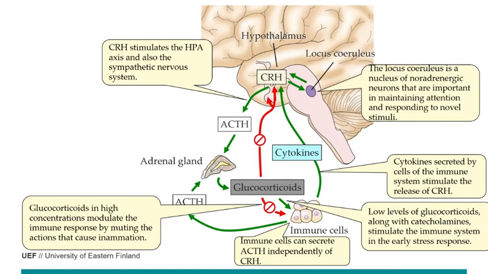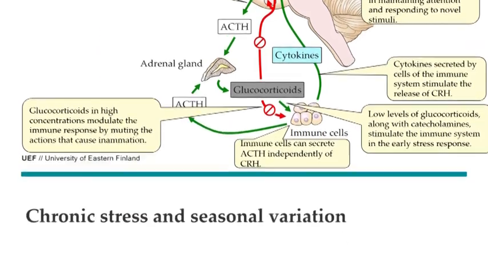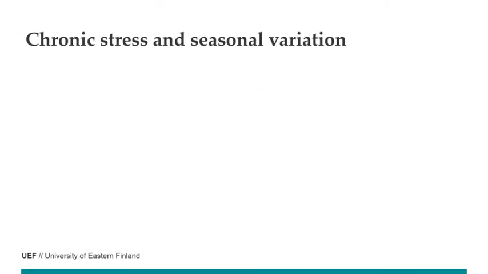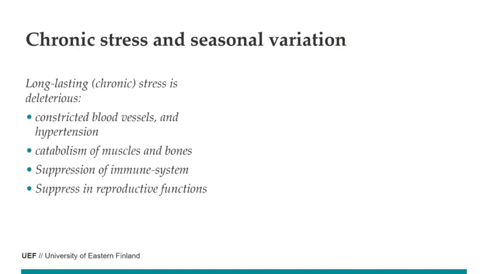And furthermore, we have other areas in the brain that are affected by and also affecting these corticotrophin releasing hormones. So we have chronic stress and also seasonal variation. So that's why we can have different changes. It's completely different if we have a short stressful situation or a very long stressful situation, and it can cause quite severe problems in, for example, human health.